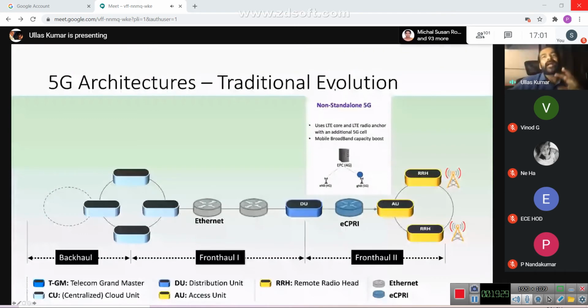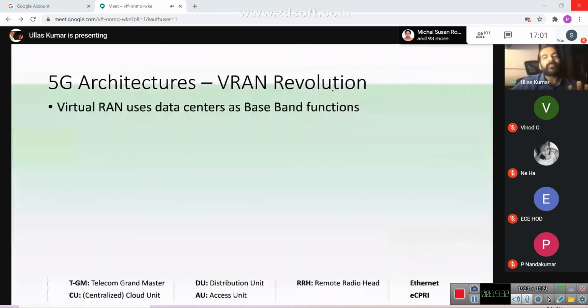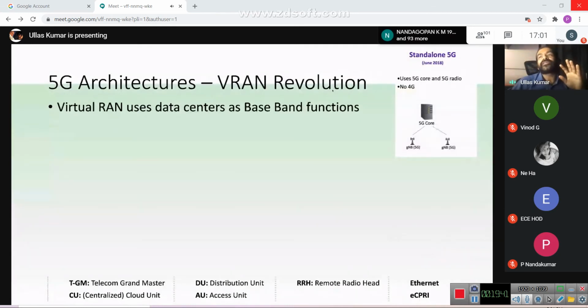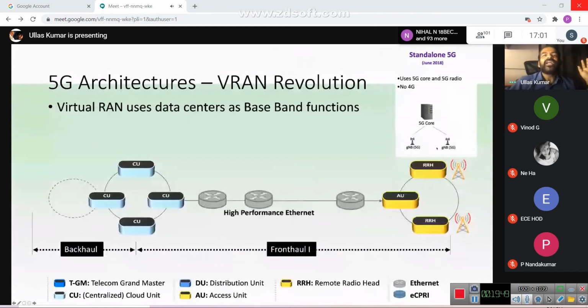But there is also a major change that is happening because only five players can produce the base stations today. Therefore, there is a technique called vRAN, virtual RAN, whereby the 5G core network is built. There is no 4G, it's only 5G base stations. So what happens is the data centers, using generic servers, are now capable of doing baseband processing, and they are connected through high performance Ethernet into the base stations.